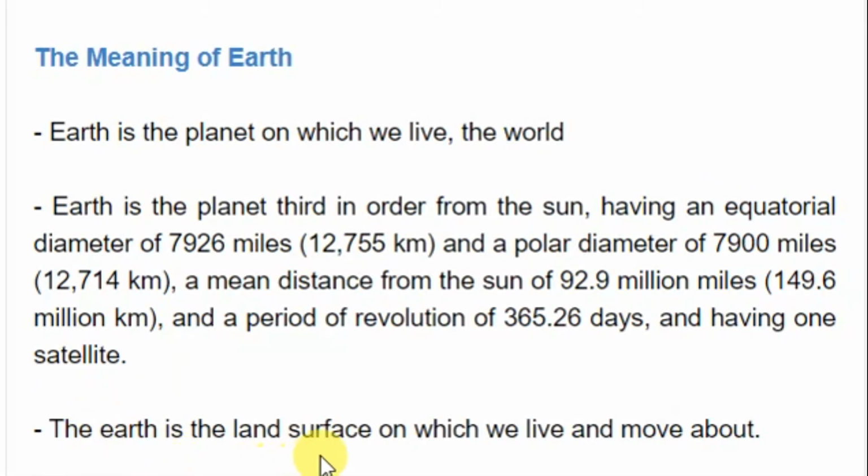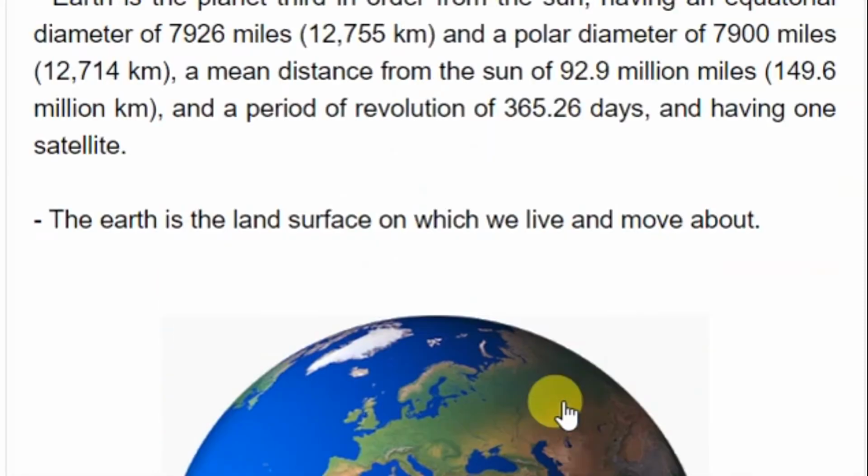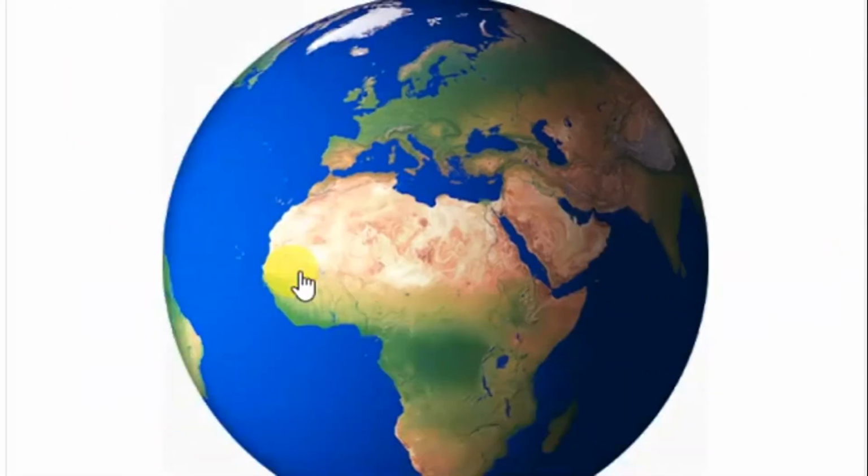The earth is the land surface on which we live and move about. So where we are living is the outside of the earth. What we saw in the previous diagram, the inner core, outer core, mantle, and crust, all of these are inside the earth. So the continents, the oceans, and things like that are outside of the earth.